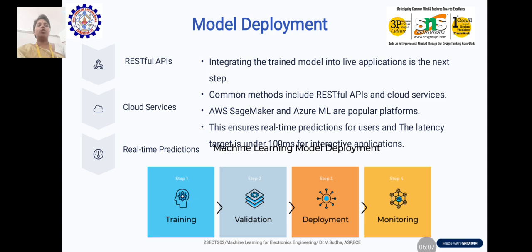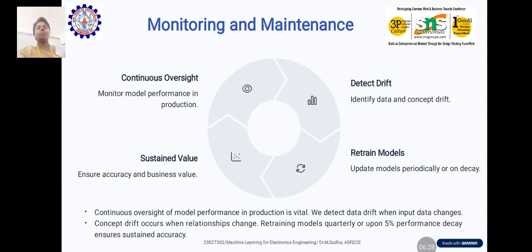Next, coming to model deployment, how is it going to be deployed? RESTful APIs, cloud services, and real-time predictions are the three categories involved. In machine learning, model deployment takes place in four stages: training, validation, deployment, and monitoring. Okay, this is how model deployment takes place. And monitoring and maintenance is much needed. Whatever we have already deployed, without monitoring and maintenance the process is not complete, and we will not have an efficient process. Here, continuous oversight, sustained value, detecting drift, and retraining models: these four cases are involved in the monitoring and maintenance process.